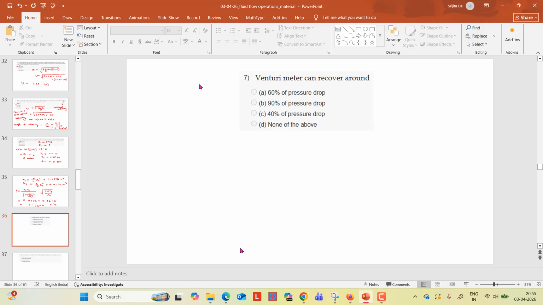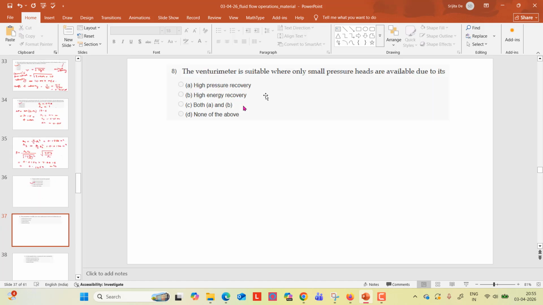Next, a venturimeter can recover around 60% of pressure drop, 90%, 40%, none of the above. So it can recover 90% of pressure drop because of this divergent cone. Okay. The venturimeter is suitable where only small pressure heads are available, due to its high pressure recovery and high energy recovery.